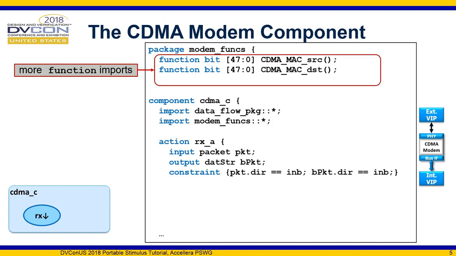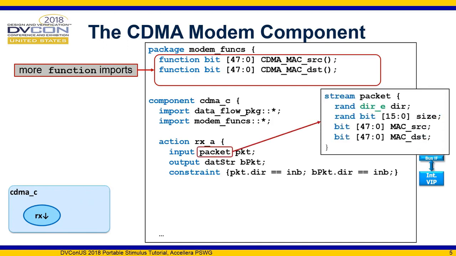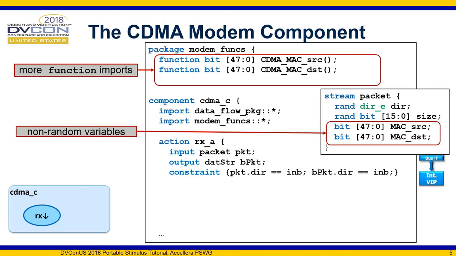Okay, here are the important parts. The packet is marked as a stream. That's what tells the tool that when one item is outputting a packet, another action that's trying to input that packet must run at the same time. And for our purposes, what's important is that it has these two addresses, a source address and a destination address, and they're not marked as random.